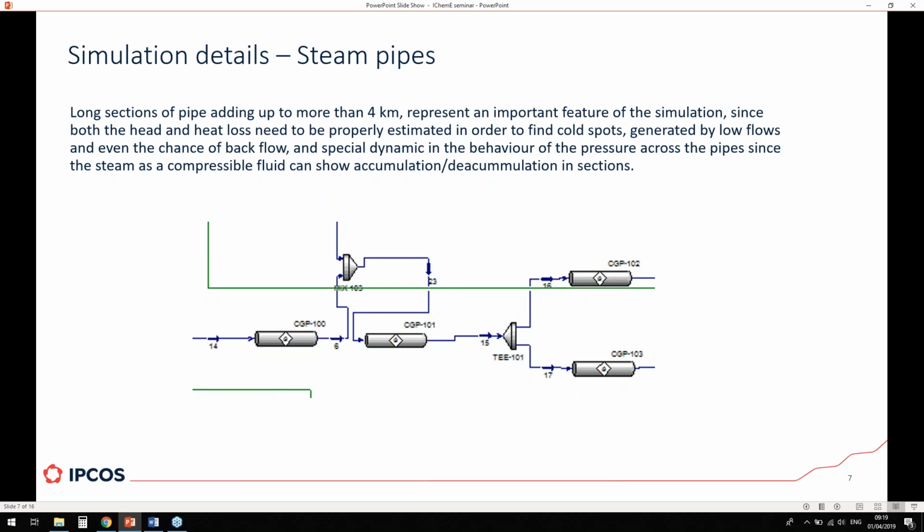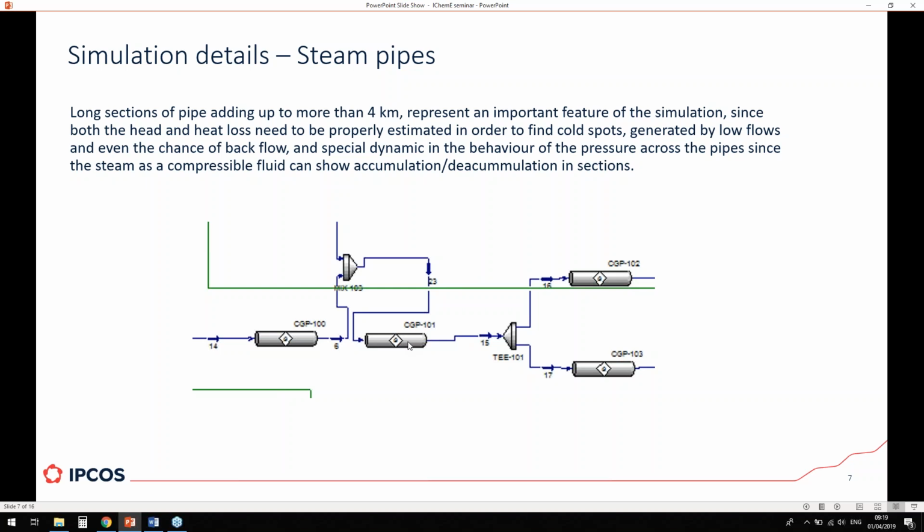So with those heat transfer coefficients, we were able to see how much heat was being lost in each one of the sections. And why is this important? As I mentioned, the most important thing for them is the cold spots. And the cold spots are generated when you have one of these sections with a low flow. So if the flow is low, then of course the amount of heat loss has a stronger impact on the temperature of the steam.